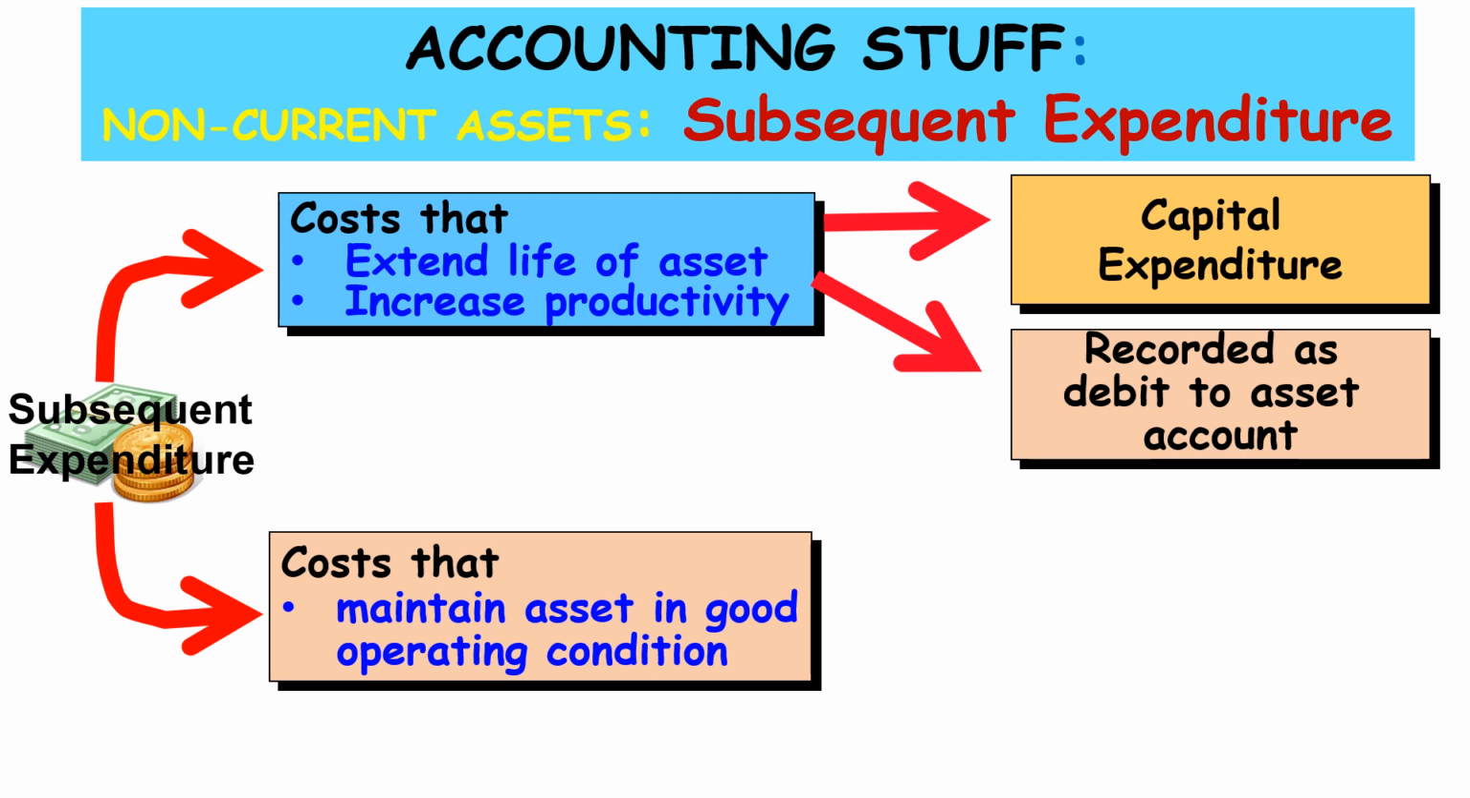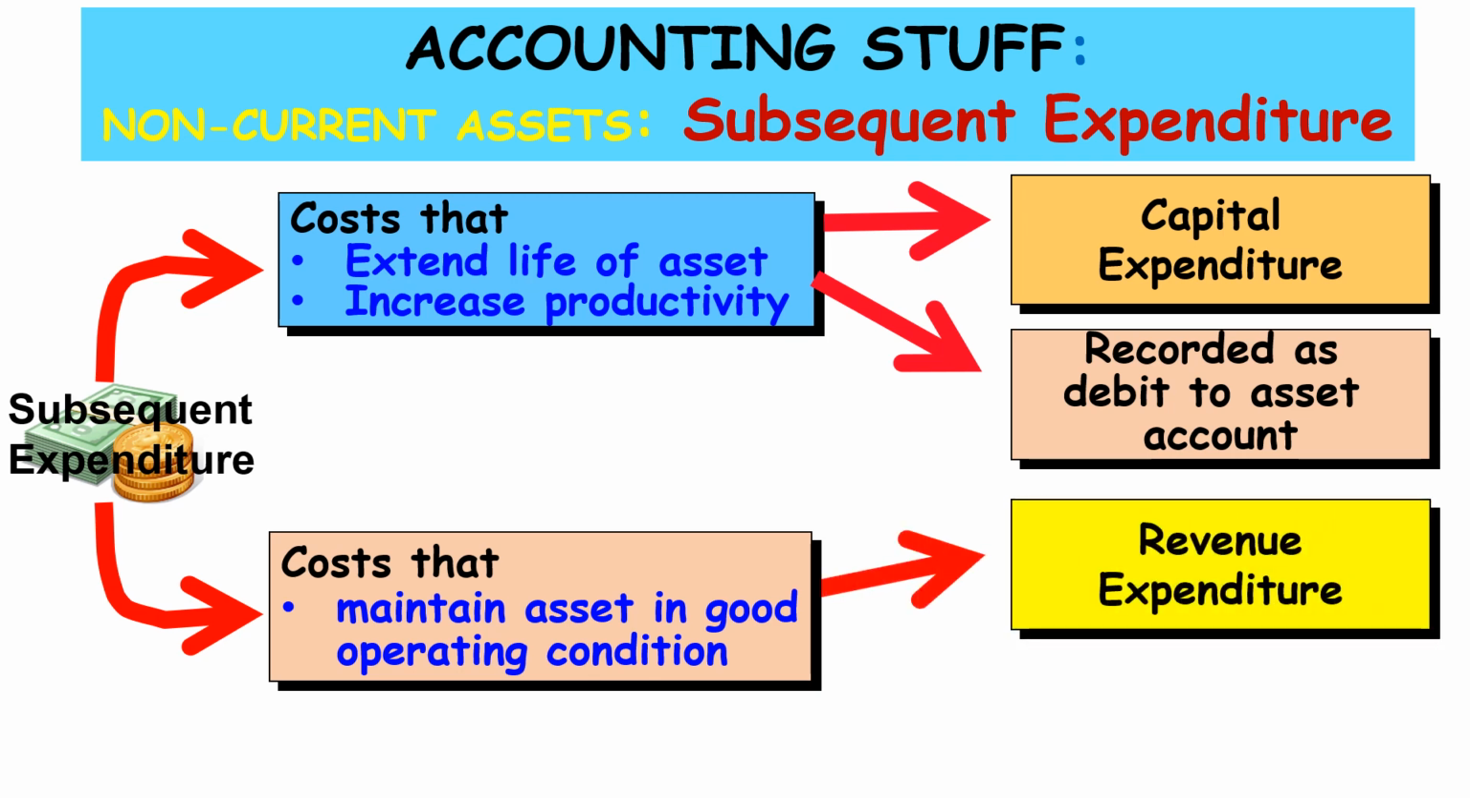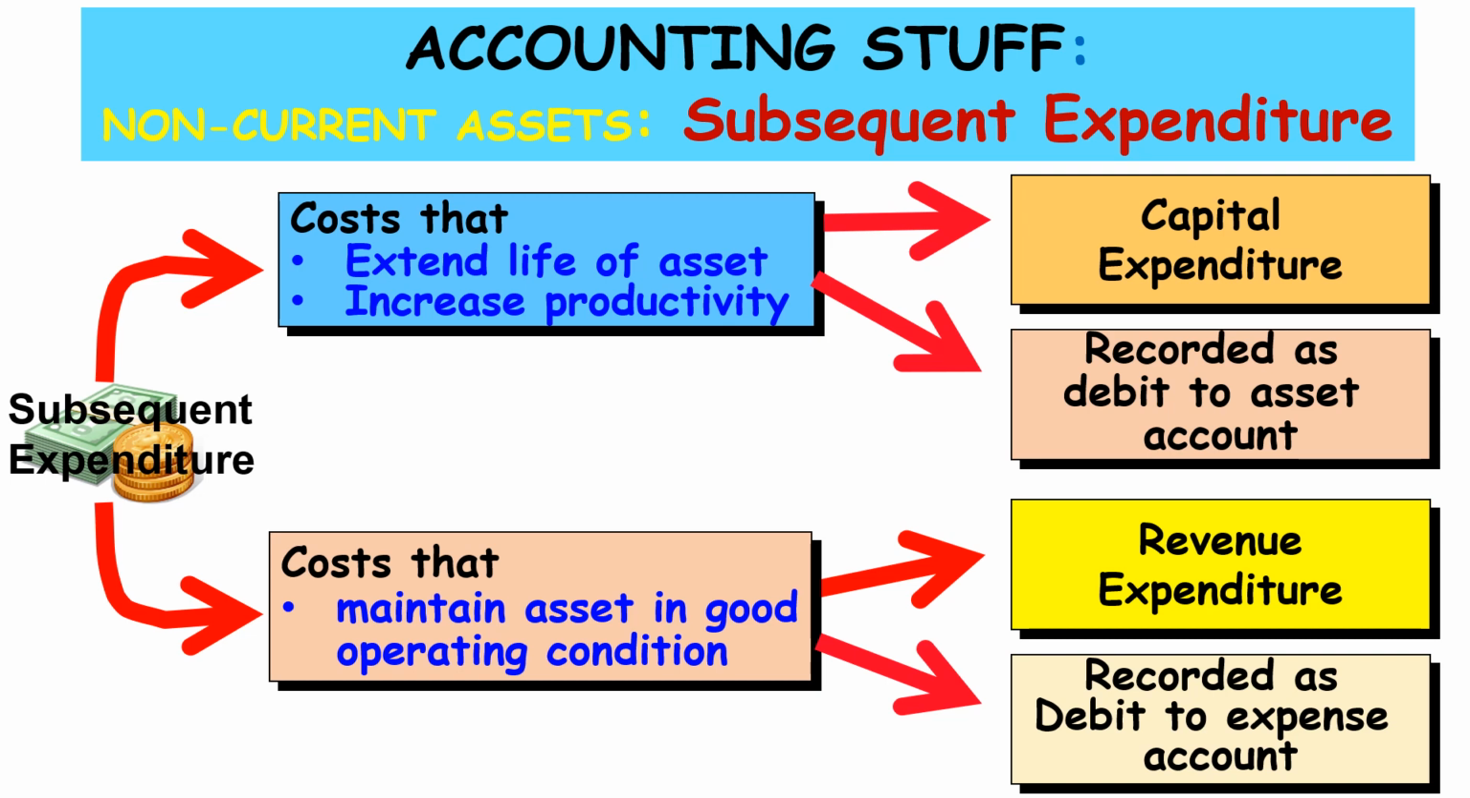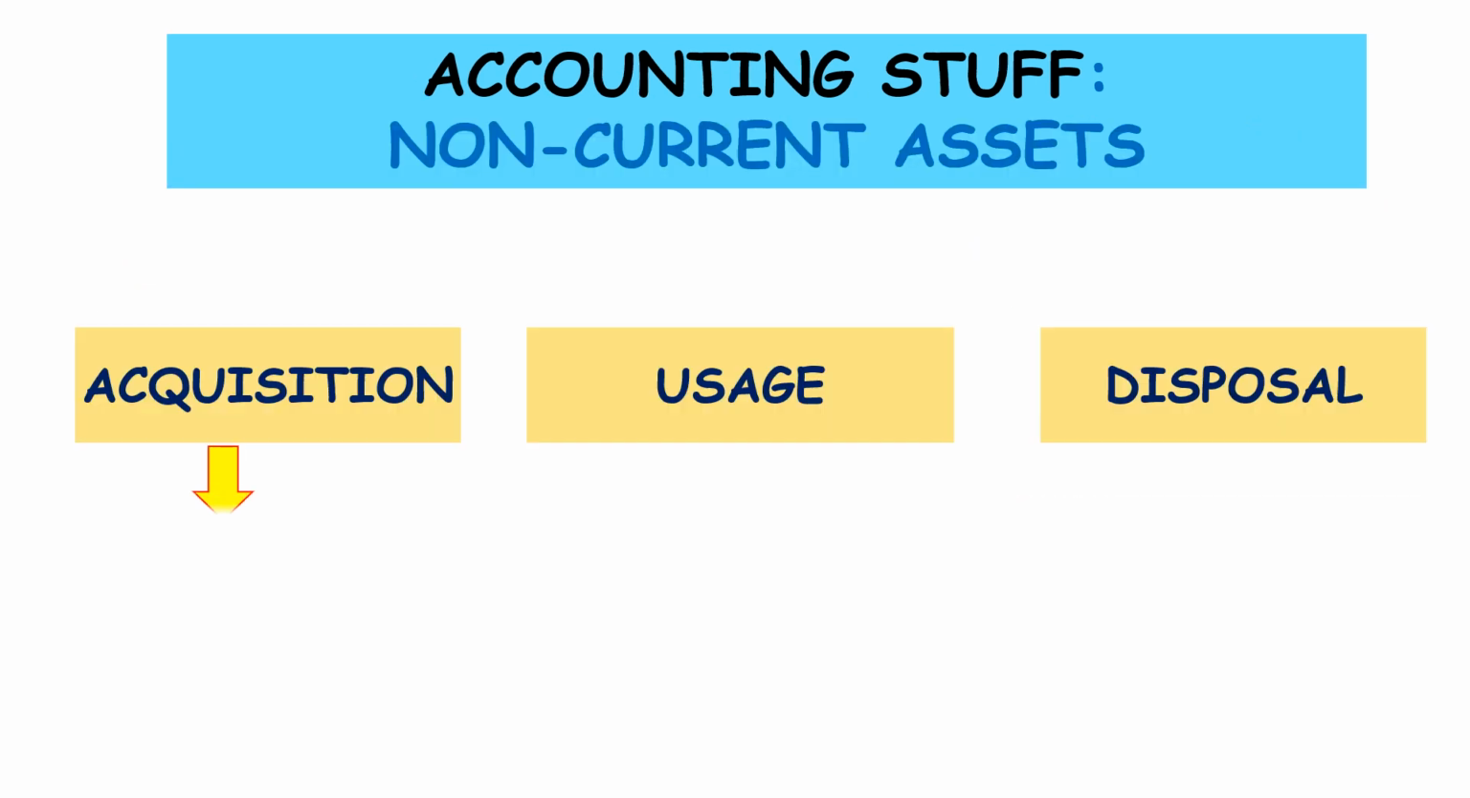On the other hand, money spent to keep the asset in good operating condition, for example, for a car, it will be tune-ups, oil changes, brake replacement, and so on. These are necessary for keeping the asset in operating condition. We call those revenue expenditure. Now these will be expensed and recorded in the appropriate expense account. That is the difference from capital expenditure.